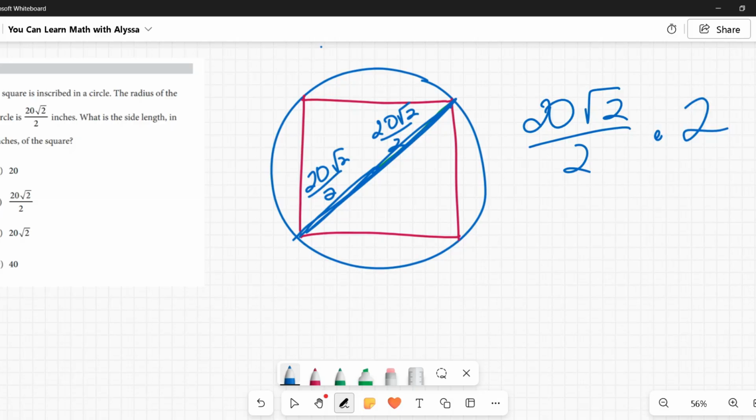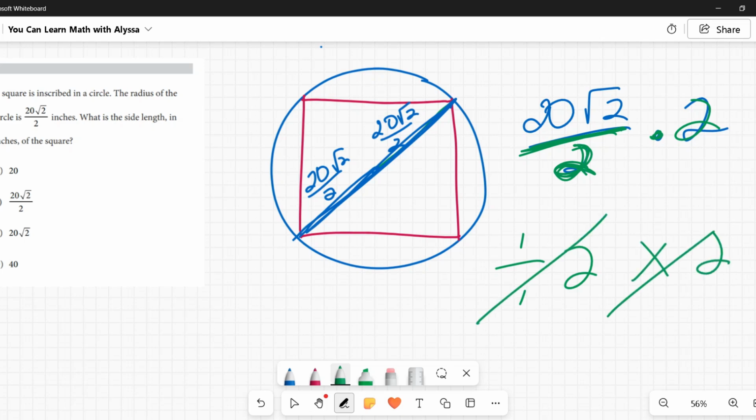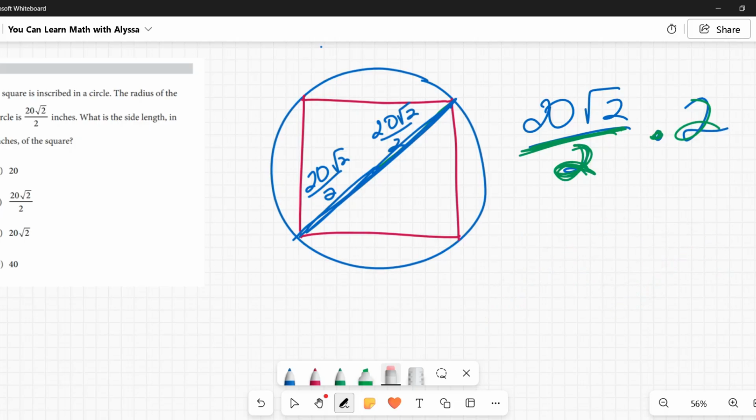Now, I say 20 square root of 2 over 2, but over 2 actually means divided by 2 when we're saying a fraction. So if I divide something by 2 and then multiply it by 2, that just undoes it, right? Those cancel out. So that's what I've done here. 20 square root of 2 over 2 times 2. The over 2 times 2 cancel out, and I'm just left with 20 square root of 2.